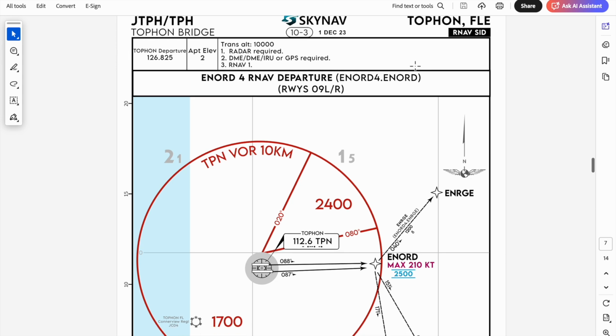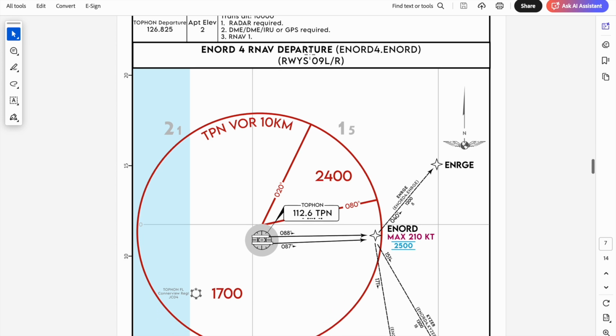Across the top, you can see some pertinent information about the airport. We have the departure frequency, the airport elevation in feet, and the transition altitude. The transition altitude is where you stop calling your altitude in feet and start calling it in flight levels. So you would say 8,000 feet, 9,000 feet, flight level 100, drop the last two zeros, rather than 10,000 feet.